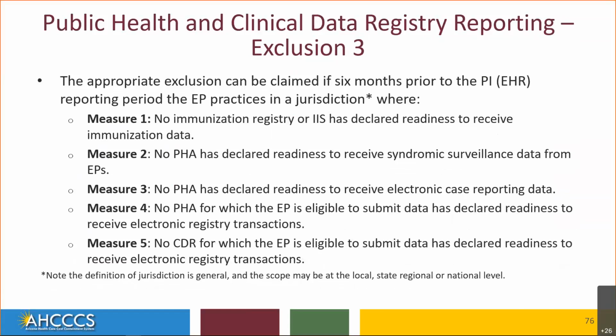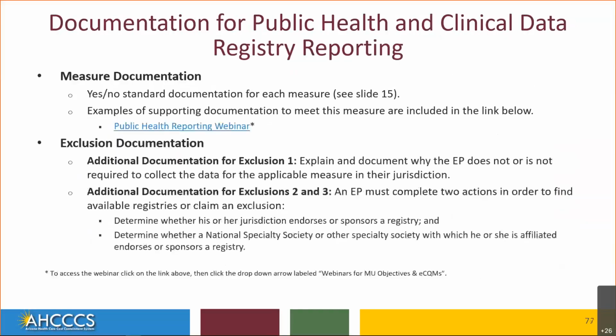For exclusion 3, the appropriate exclusion can be claimed if 6 months prior to the PR reporting period, the EP practices in a jurisdiction where the appropriate registry has not declared readiness to receive data. So for example, Measure 4 says no public health agency for which the EP is eligible to submit data has declared readiness to receive electronic registry transactions. The documentation that is required for meeting those measures is the yes/no standard documentation. You can also go to the Public Health Reporting webinar and look for additional information regarding each of these measures and the exclusions that providers are allowed to claim.